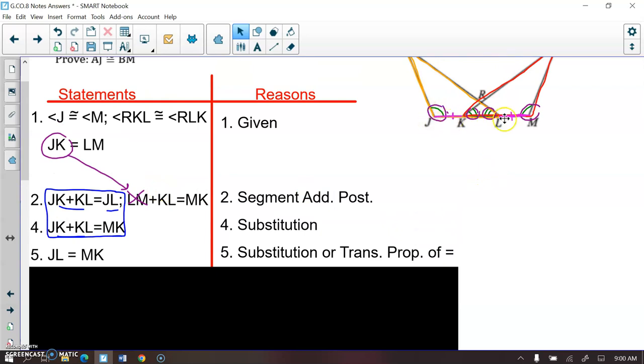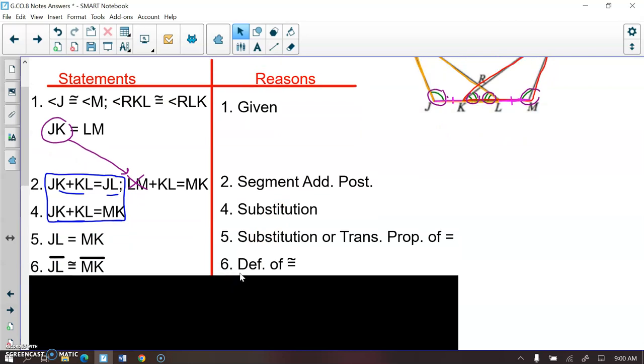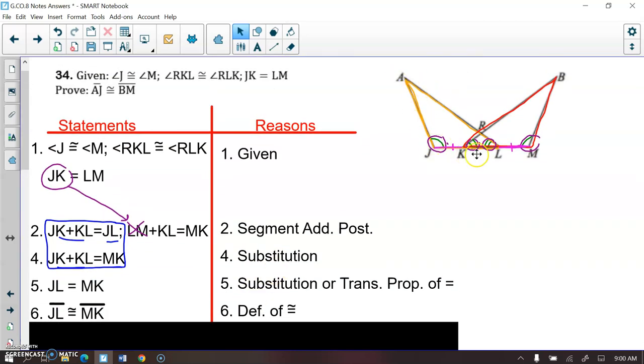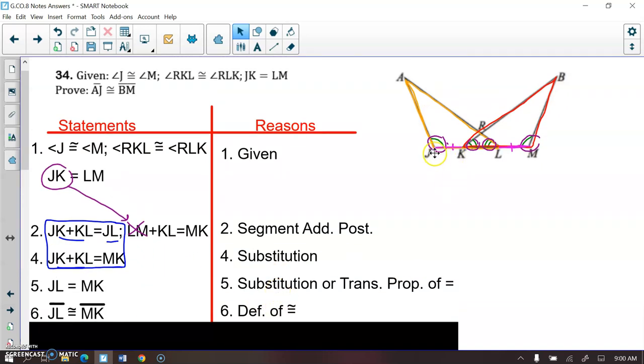But if I know JL is equal to MK, I do need to state that they're congruent. That way, I have 3 congruent things on my yellow triangle, and I have 3 congruent things on my red triangle. That's the definition of congruence. So now I prove that JL is congruent to MK.